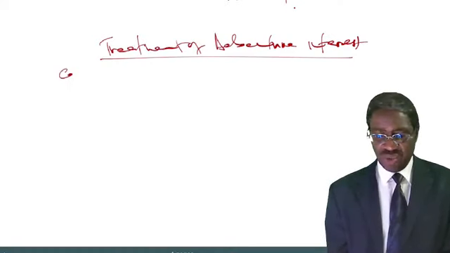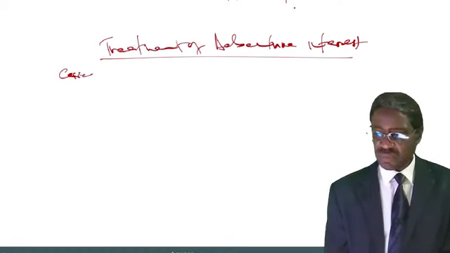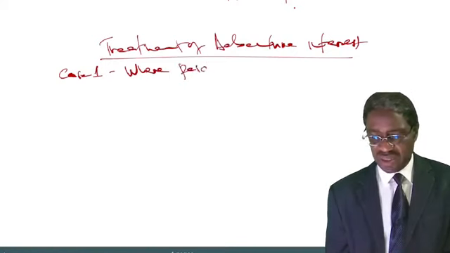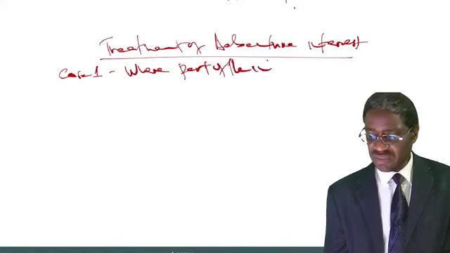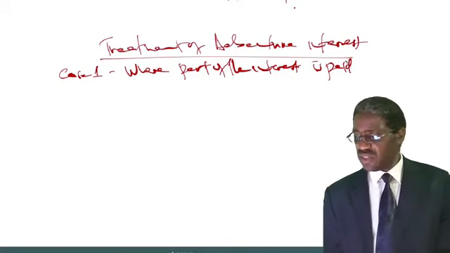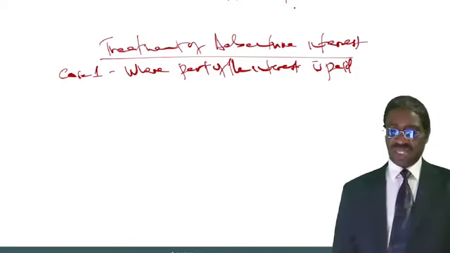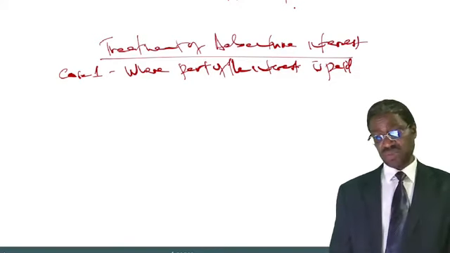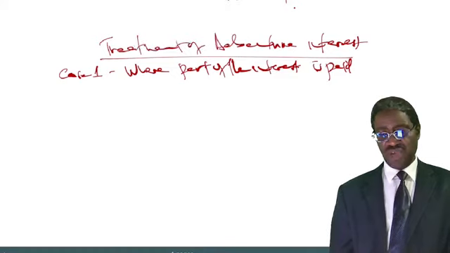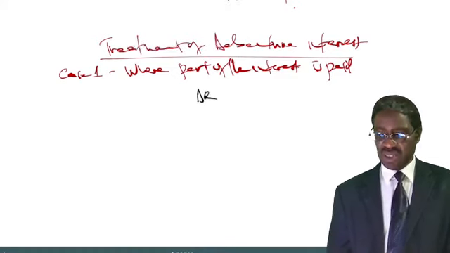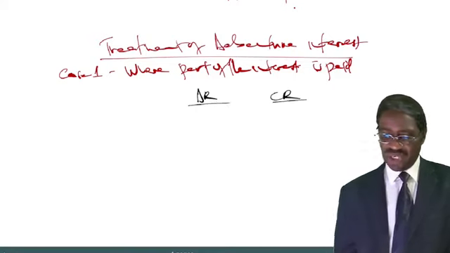So for illustration 1, call it case 1, where part of the interest is paid. That's what we want to call case number 1. Then you show as if you are preparing a trial balance.